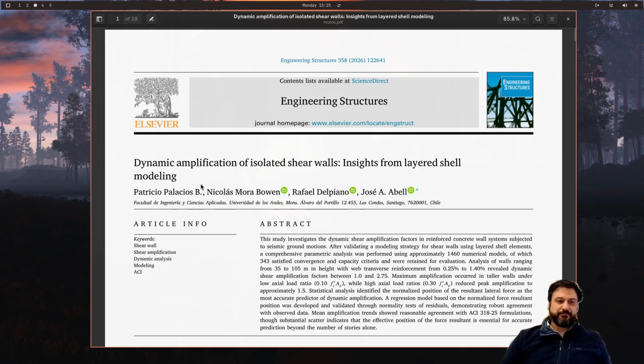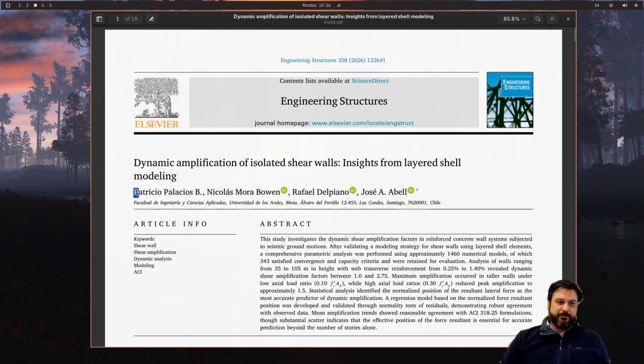And this paper is by my PhD student Patricio Palacios and my other PhD student Nicolás Mora Bowen, and my colleague Rafael Delpiano here at Universidad de los Andes, an expert in statistics. We'll see that there's a lot of statistics involved here.